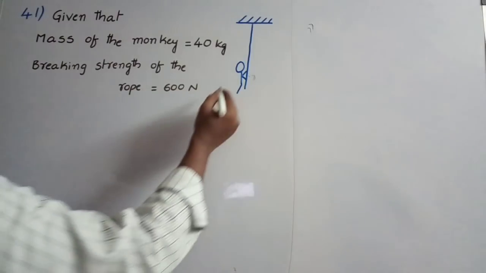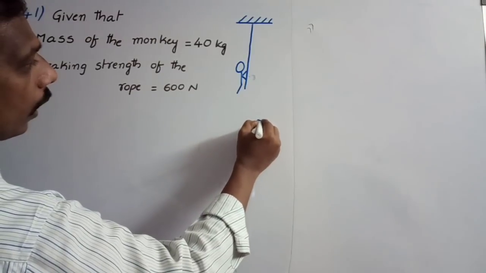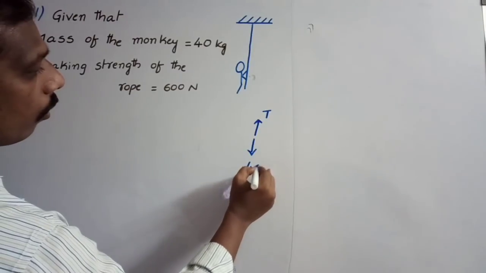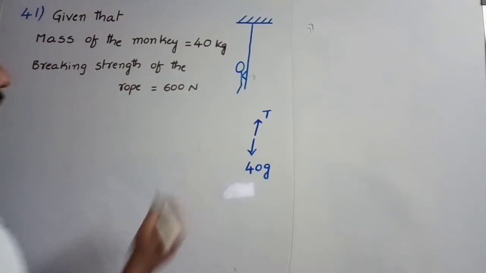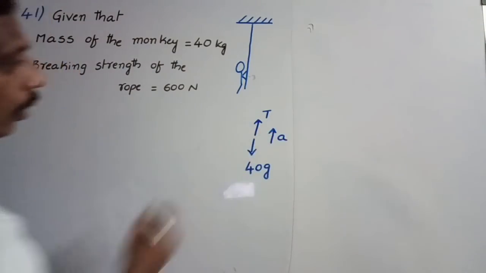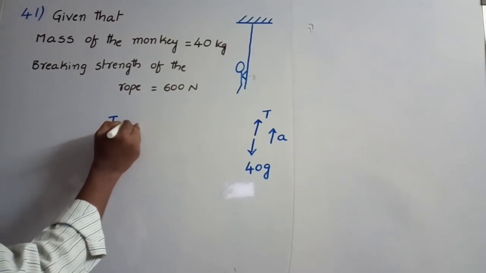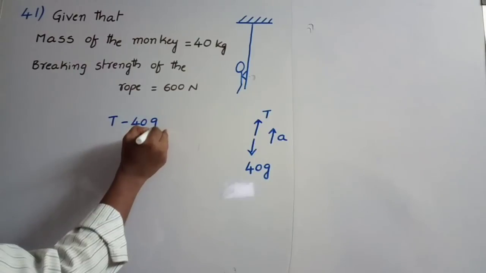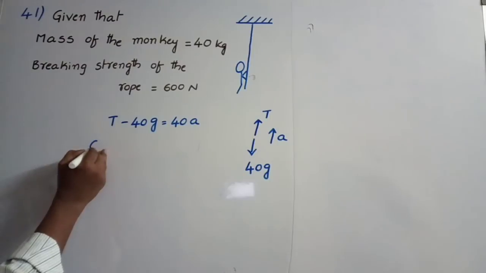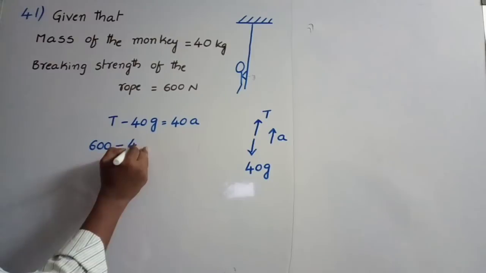So here, take the free body diagram of the monkey. On the monkey, tension is acting in the upward direction. Weight of the monkey is acting in the downward direction, that is 40 g. It is going up with a certain acceleration. Write the equation. From this, tension T minus 40 g is equal to 40 into A. We know breaking strength is equal to 600. You take maximum tension, 600 minus 40 into g.